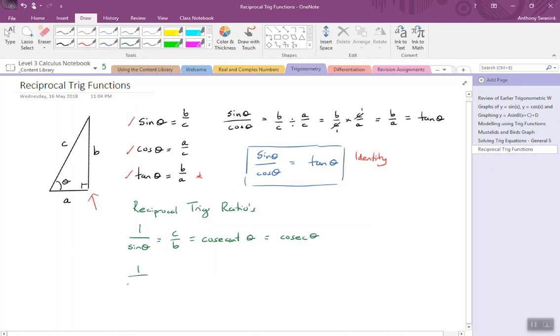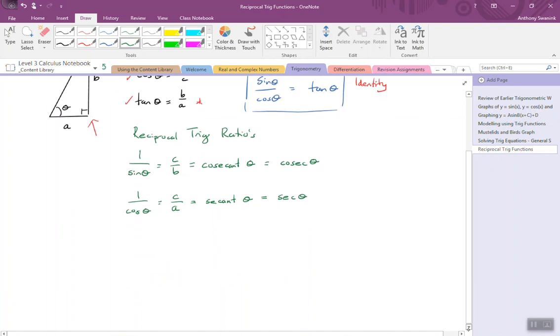1 over cosine is another one of the reciprocal trig ratios. That would be defined to be the reciprocal of the cosine one, so it's going to be hypotenuse over adjacent, so c over a. That is known as the secant ratio, spelled S-E-C-A-N-T, and that is abbreviated to sec of the angle.